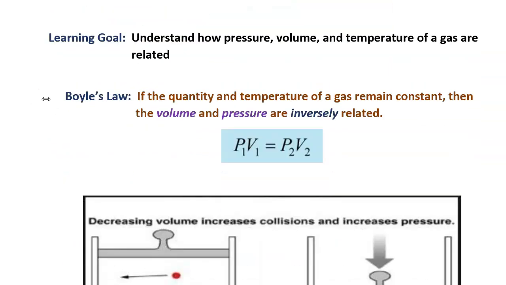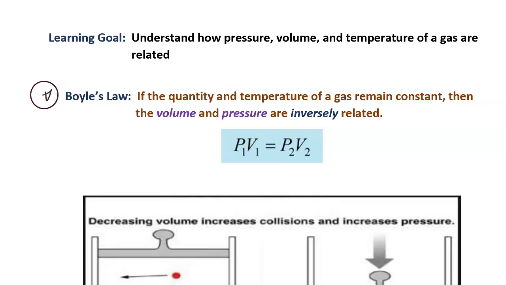Many scientists have studied how the properties of gases affect each other. In this lesson, we'll look at the relationship between the pressure of a gas, the volume of the container that is holding the gas, and the temperature of the gas particles. We'll look at some laws that were developed by different scientists who studied these properties of gases.